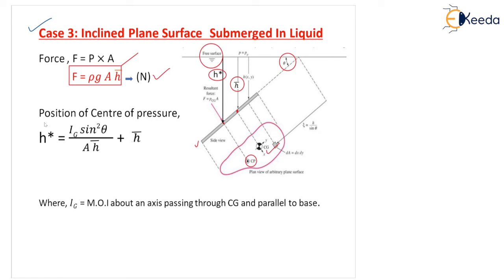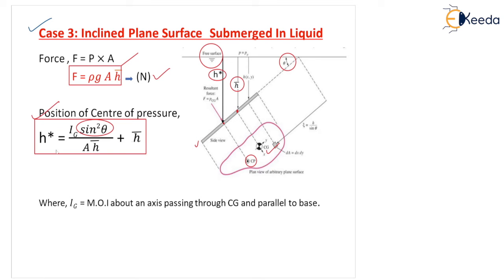Coming to the position of center of pressure, that is H star. There is a small change here. H star equal to Ig sine square theta by A h bar plus H bar. This is an extra term, sine square theta. Rest all is 100% same, except sine square theta. Everything is the same here. Okay.